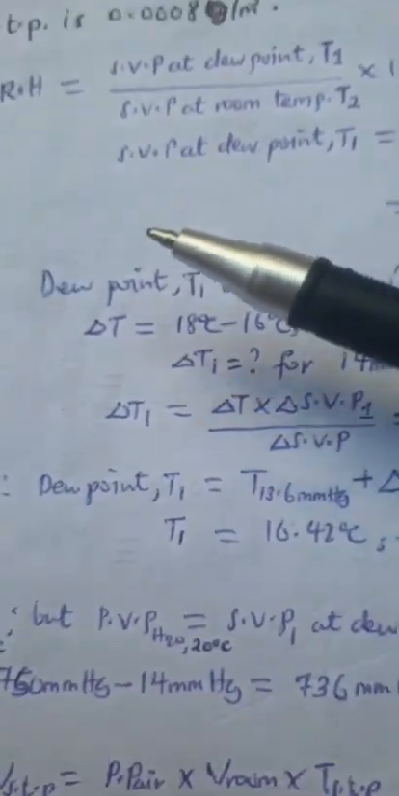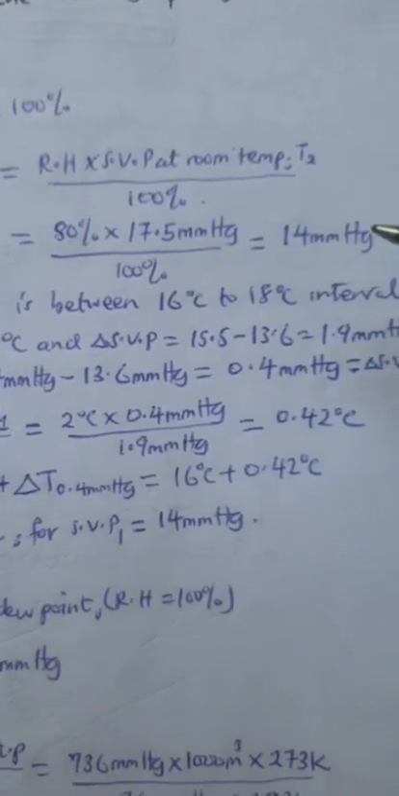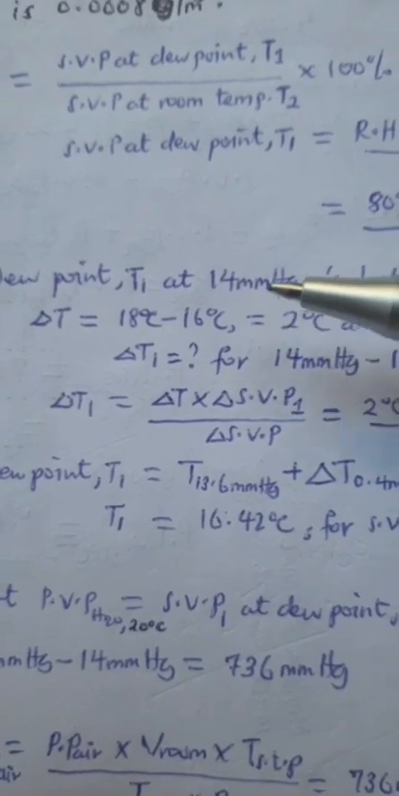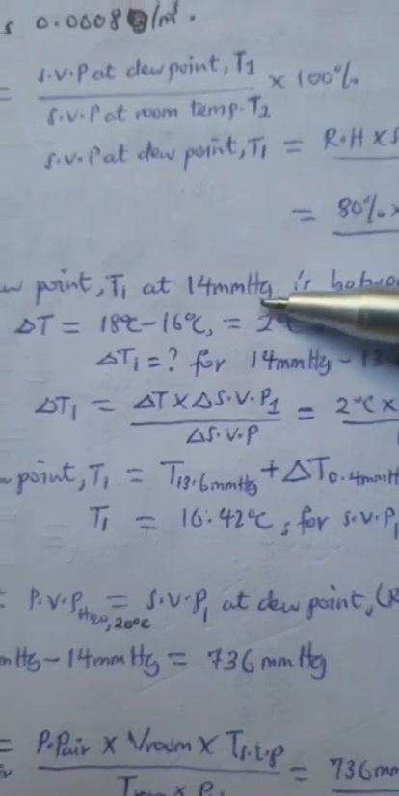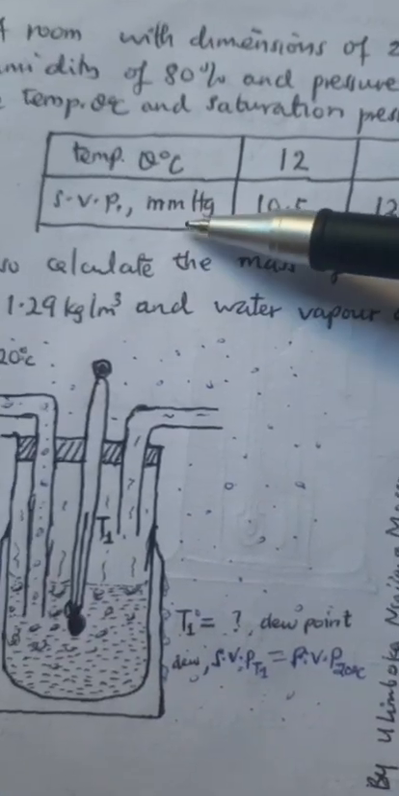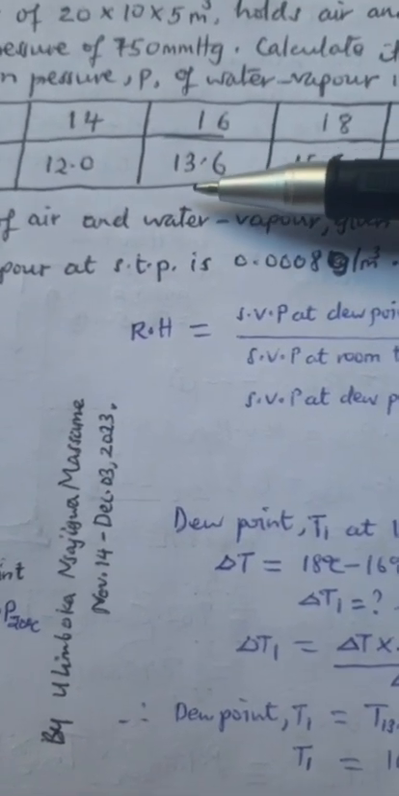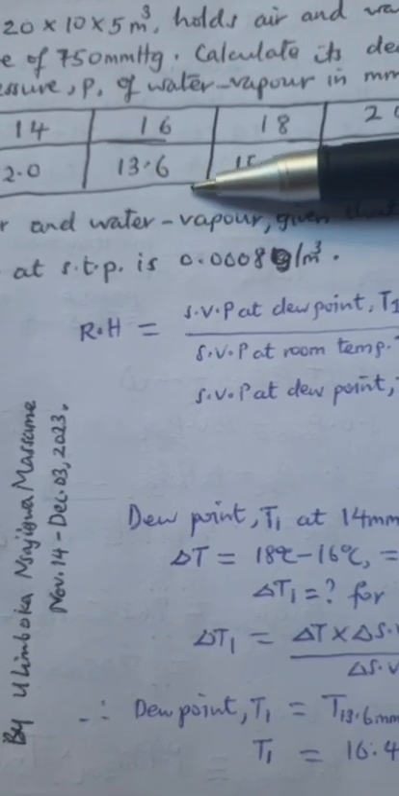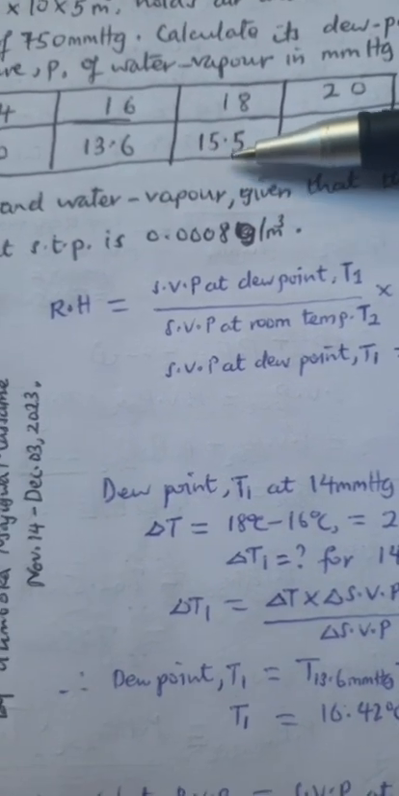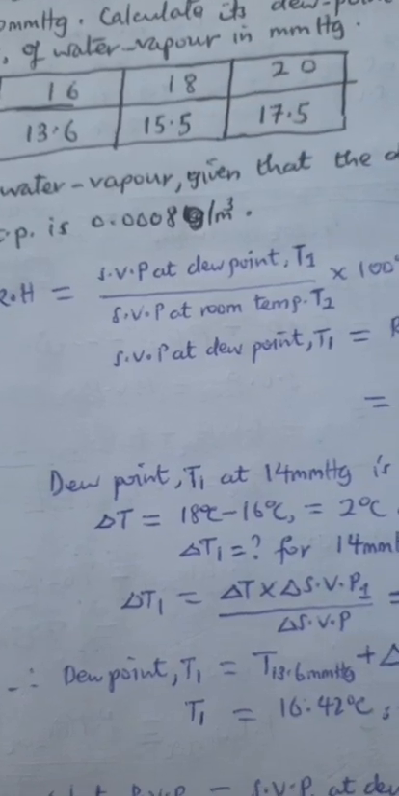Now our saturation vapor pressure at dew point is equal to 14 millimeter height of mercury. In order to find the respective temperature at 14 millimeter height of mercury from our tables here, we will consider where this 14 millimeter height of mercury partial pressure is found. This is found between 13.6 millimeter height of mercury and 15.5 millimeter height of mercury, with respective temperatures of 16 degrees centigrade to 18 degrees centigrade.